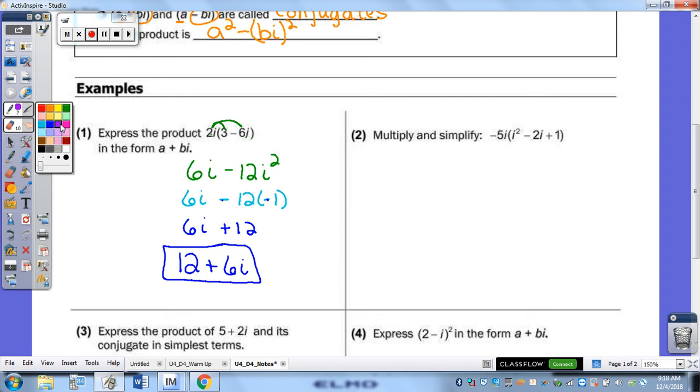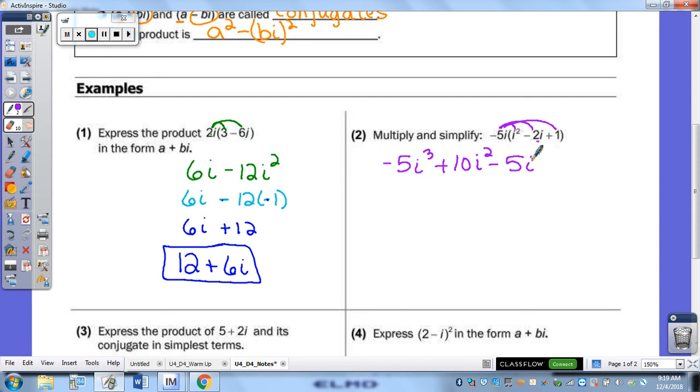All right, let's try the second one. Same thing. We have some distribution. This time we're just going to distribute it 3 times because we have 3 terms inside of our parentheses there. So -5i times i squared would give us -5i cubed. Remember, you add those exponents. So 1 plus 2 gives us i cubed. -5i times -2i would become positive 10i squared. And then -5i times 1 becomes -5i.